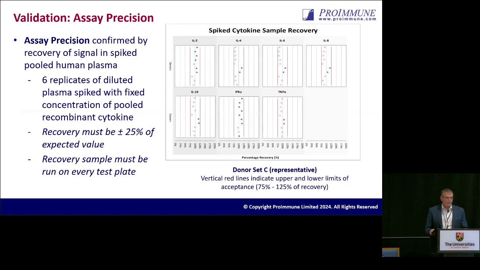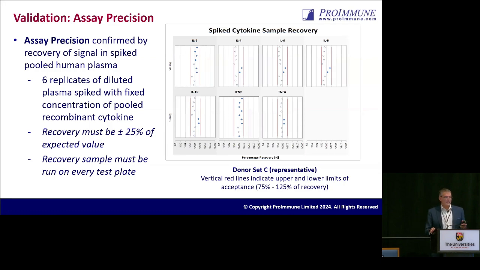So assay precision is a really important control that you need to consider. And we do this by doing a spiked pooled human plasma sample. So 6 replicates of diluted plasma that have been spiked with a fixed single concentration of pooled recombinant cytokines is applied on every single plate that we analyze. And this is because we need to demonstrate that the signal that we're measuring in all the assay plates is recovered within the acceptable limits. And we've set those limits to be between 75% of the expected value and 125% of the expected value.